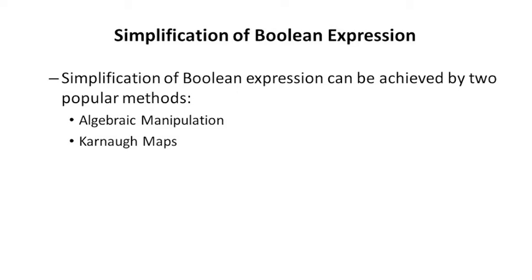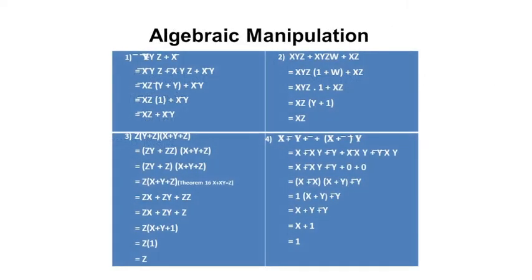So how can we simplify the Boolean expression? There are two popular methods to simplify the Boolean expression. One is algebraic manipulation, by using the postulates. And the second one is Karnaugh map. So first we'll see the algebraic manipulation. How can we do the algebraic manipulation? I have given 4 examples. I'll take 2 examples to explain.